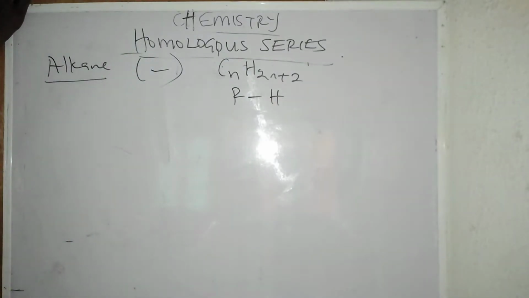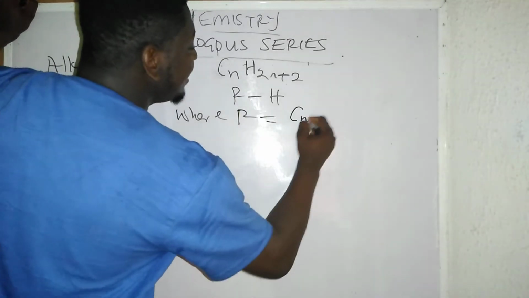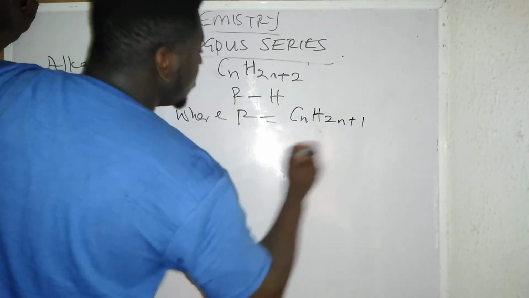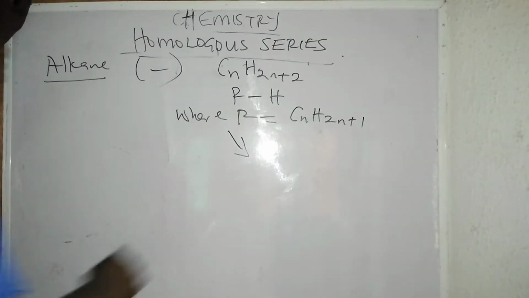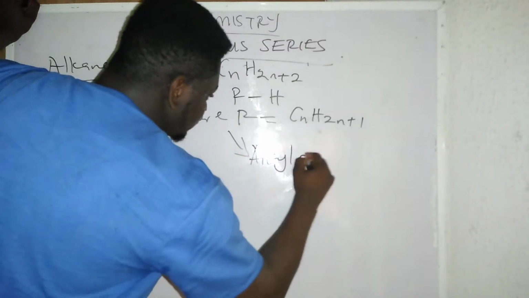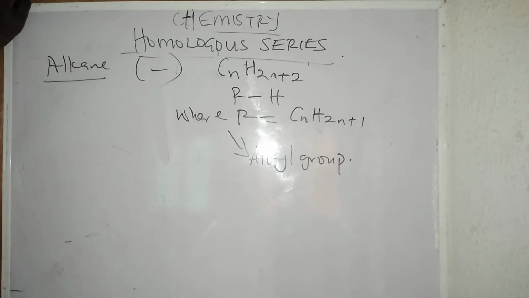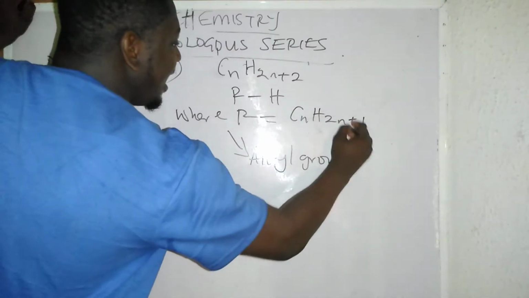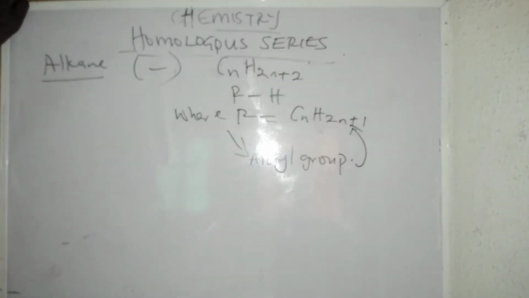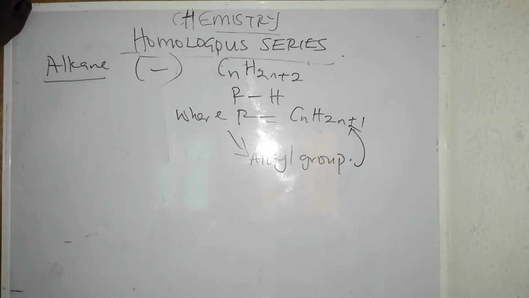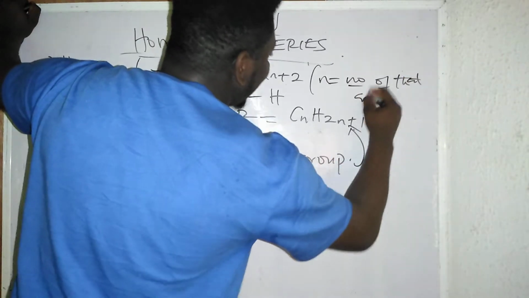In some other places, the formula is given as RH, where R is given as CnH2n+1. R can also be called the alkyl group. An alkyl group has CnH2n+1 as its formula, where n is the number of carbon atoms.